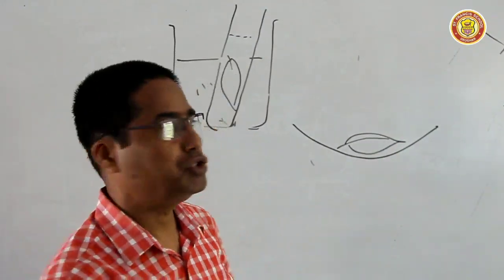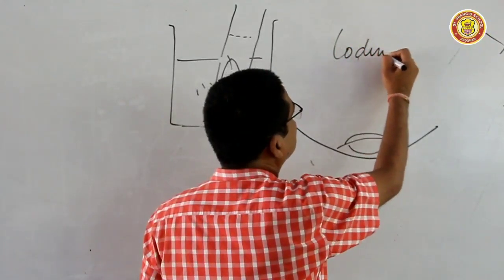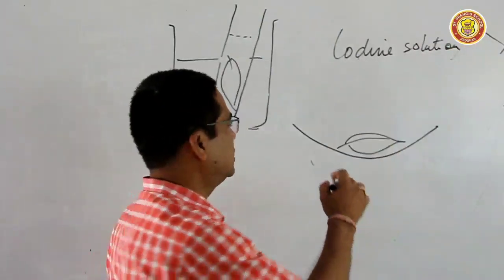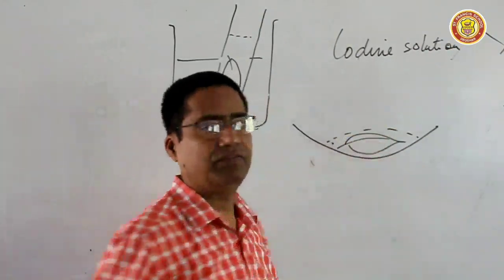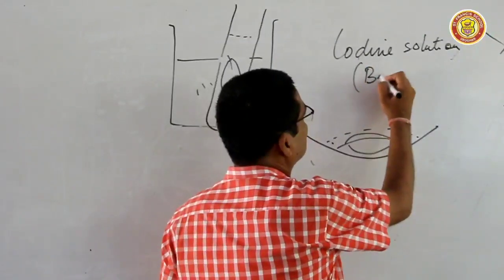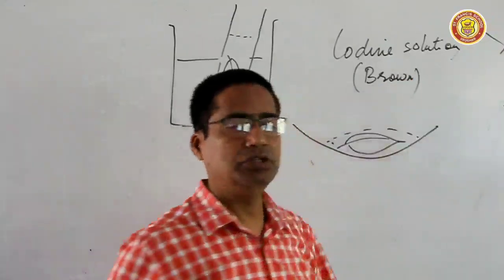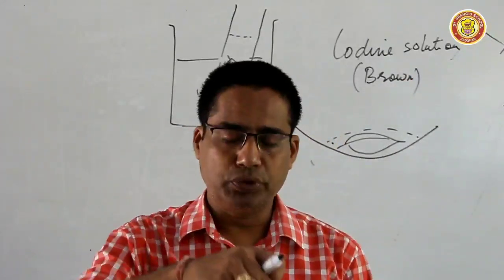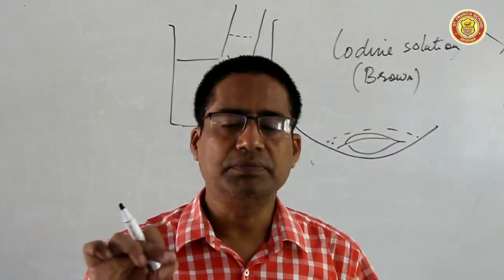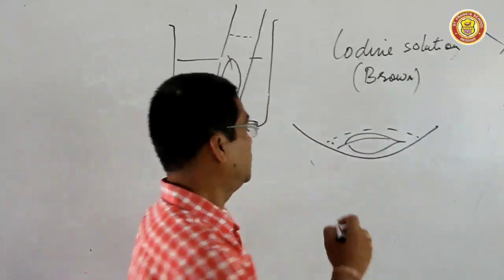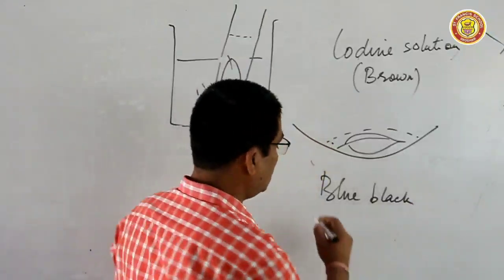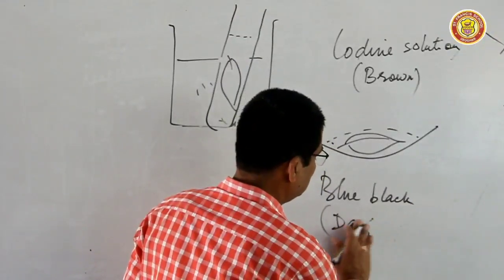Put some iodine solution in this watch glass containing the leaf. You know, the color of iodine solution is brown. It is a liquid. You put this iodine solution in the watch glass with the leaf. After some time, you see the leaf starts turning blue-black. Sometimes it is also called dark blue or deep blue.